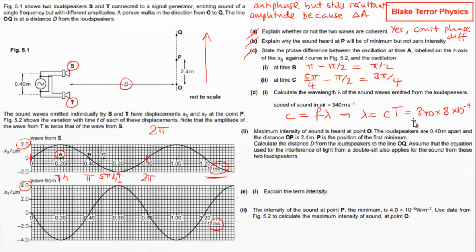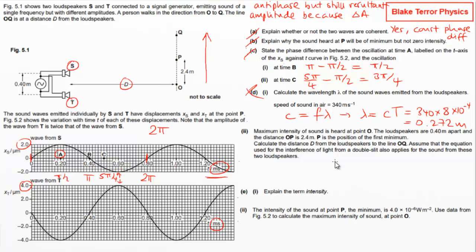Would probably be an easy way to do it, but we're going to have 34 times 8 is 272. So we'd have 272 times 10 to the minus 3, so 0.272 meters. There we go. So that was easy enough.